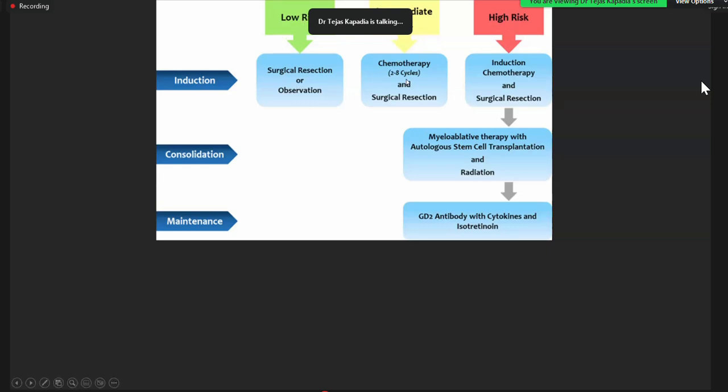They can be treated with just observation if they are low risk and less than 18 months of age. And usually the congenital varieties undergo no treatment, even though they might be a bit chunky in size. And I will show you some examples. Whereas the intermediate risk usually undergo chemotherapy followed by resection, and the high risk usually undergo induction chemotherapy, surgical resection, followed by stem cell transplant and radiation, and some antibody treatments.